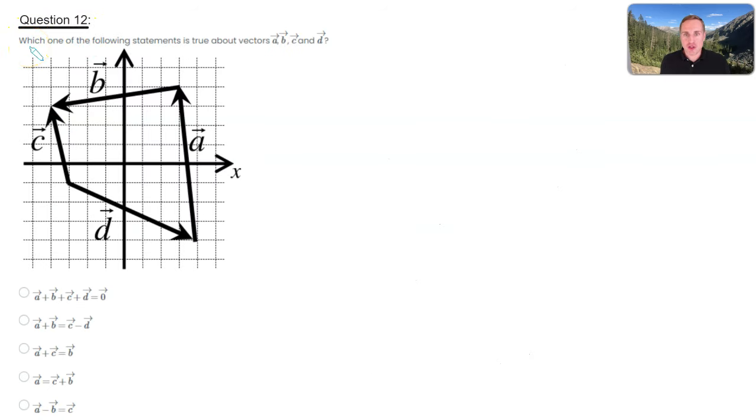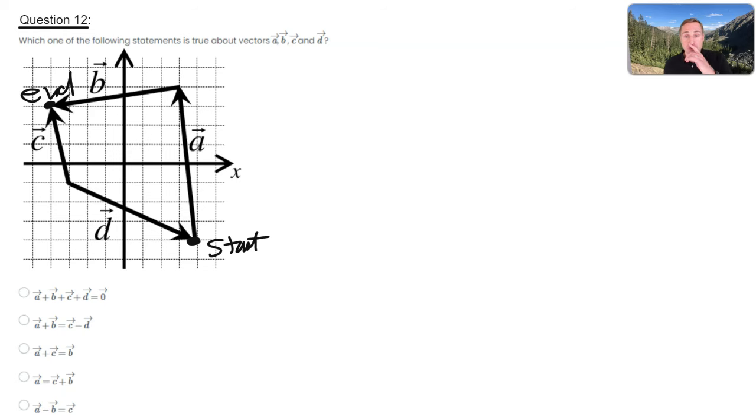This is a vectors question, clearly. Which of the following statements is true about vectors A, B, C, and D? And they're all vectors. So it looks like we've got some relationships here. Now, in a lot of these cases, it's either A plus B, or A plus C, or A minus B. Okay, so let's maybe think about starting here in the lower right corner. So if I start in the lower right corner, A plus B gets me to this ending spot. If I start and I end here, that to me looks like vector A plus vector B.